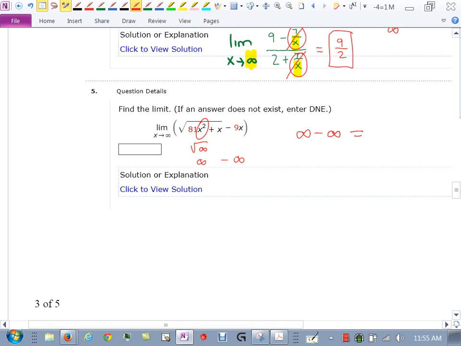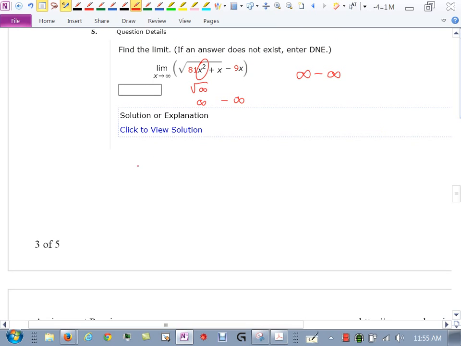Infinity minus infinity is not 0. Okay, it is something, but we don't know what it is. So we have to do some algebra. So here I go with some algebra on this. Anytime we see those square roots like that, multiple terms, we're going to be thinking conjugate.